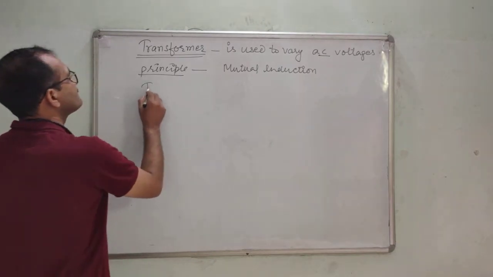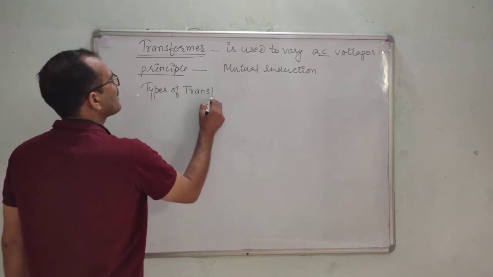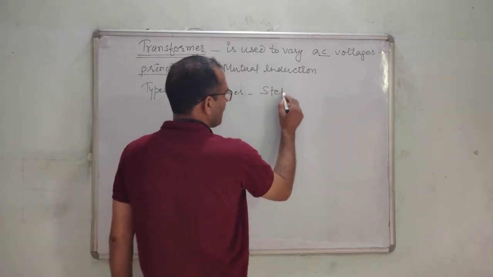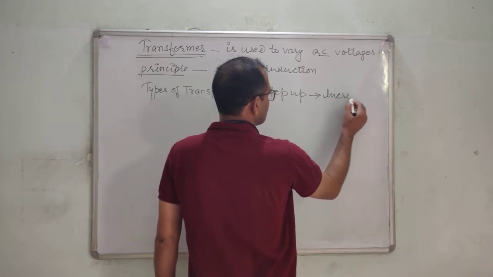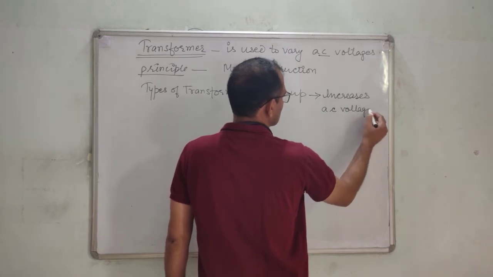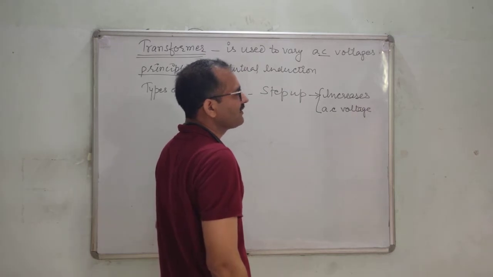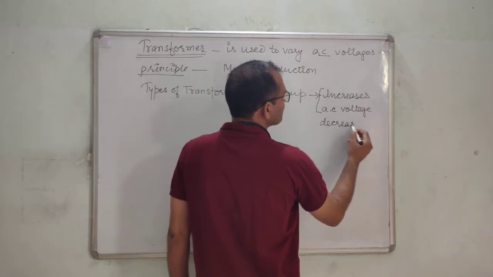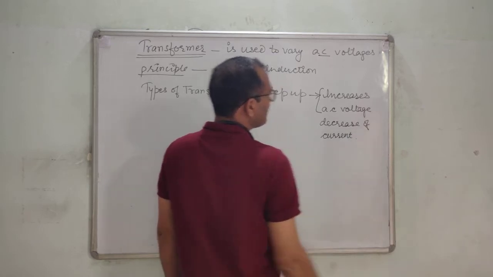Types of transformer. Step up: what is step up? It increases the AC voltage, and simultaneously no power is fed to the transformer. If it increases the AC voltage, then there will be a decrease of current.